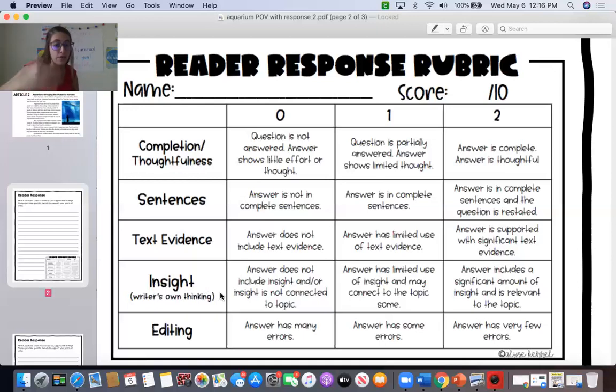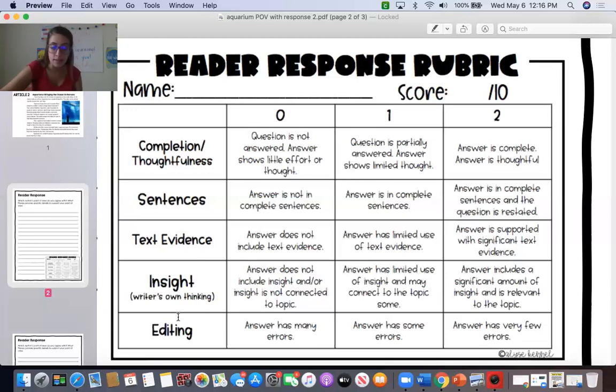Insight, so this is giving your writer's own thinking, so how you feel about the topic. So you get 0 points if your answer does not include insight or your insight is not connected to the topic. 1 point if your answer has limited use of insight and may connect to the topic some, because this is you connecting to the topic. 2 points, your answer includes a significant amount of insight and is relevant to the topic. So that's giving your own point of view.